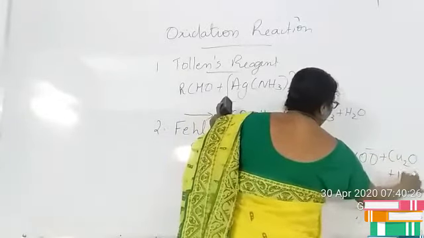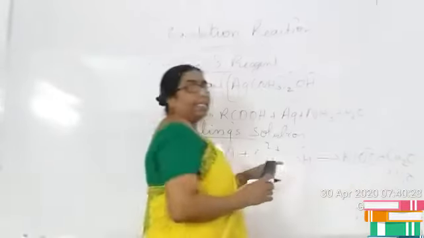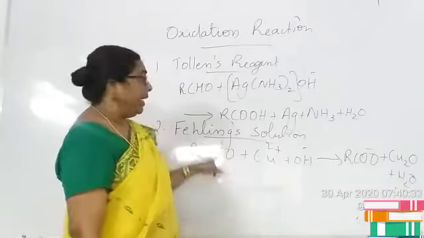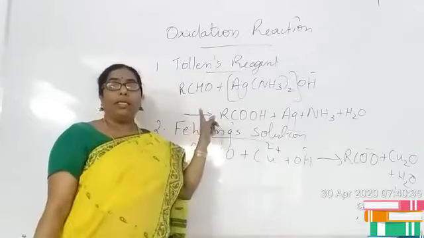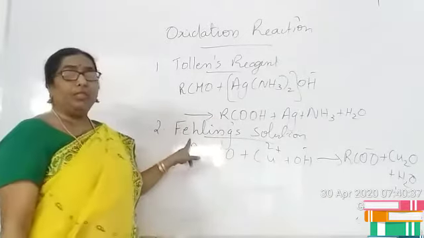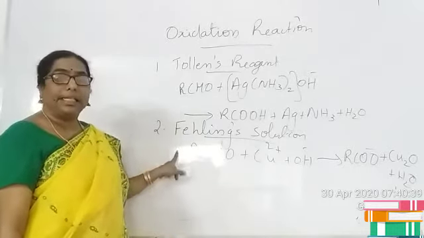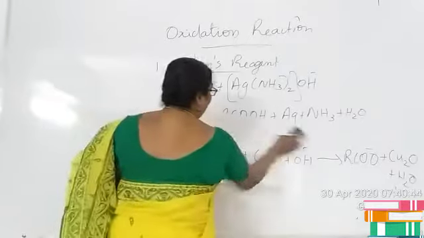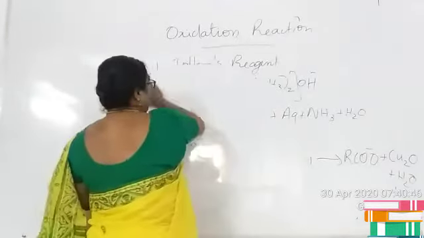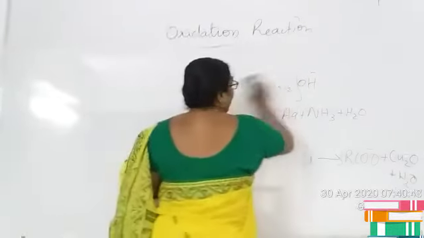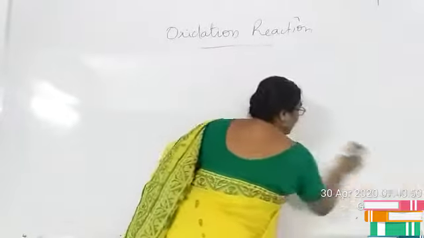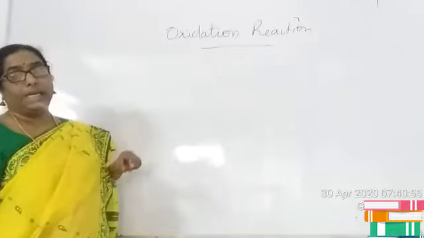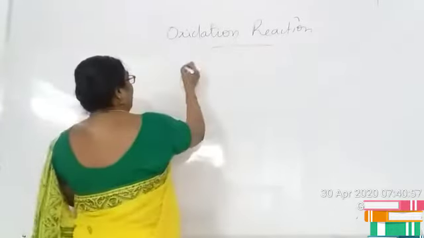This formation of a red precipitate indicates, or confirms, the presence of an aldehyde. So these two reactions, the Tollens reagent test as well as the Fehling's solution test, are considered tests for aldehydes. Now, ketones are not able to undergo oxidation in the presence of weak oxidizing agents, but ketones undergo oxidation in the presence of strong oxidizing agents like concentrated HNO3. Let us see that process.